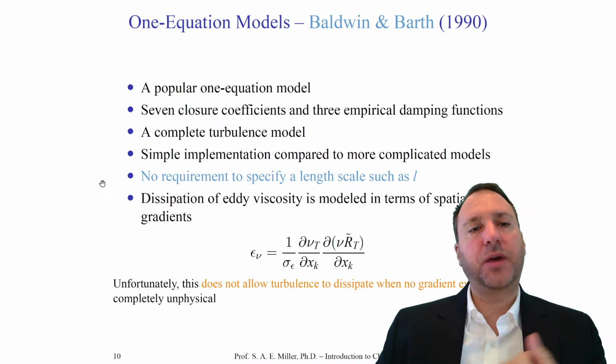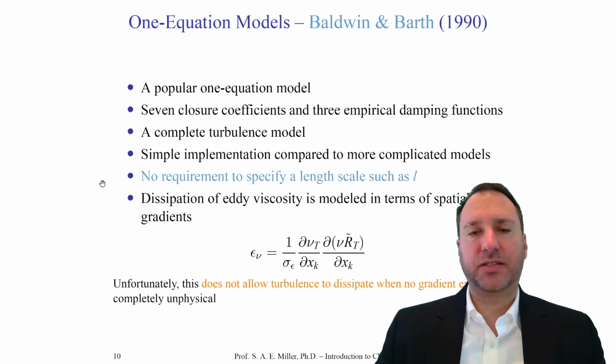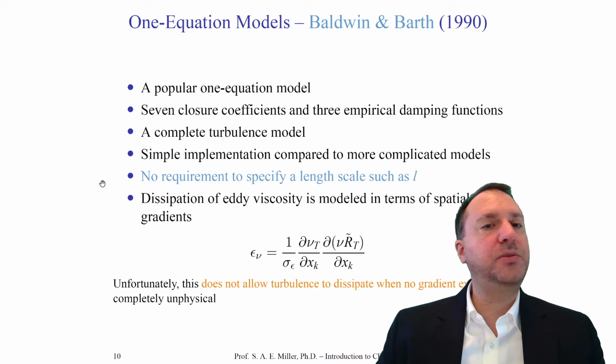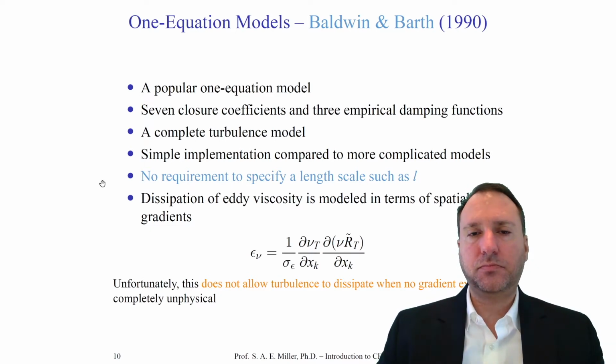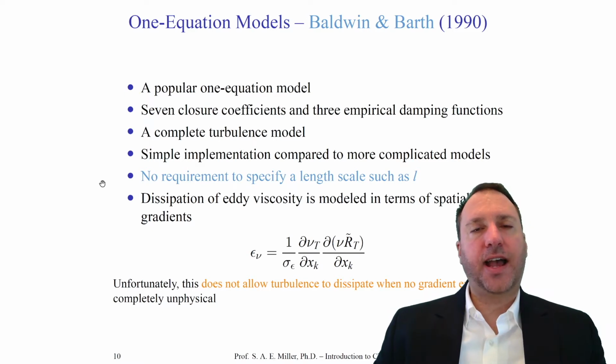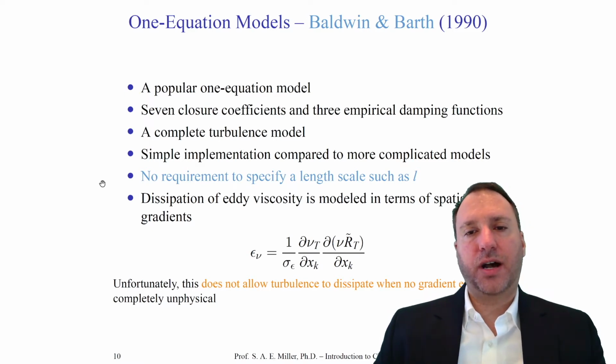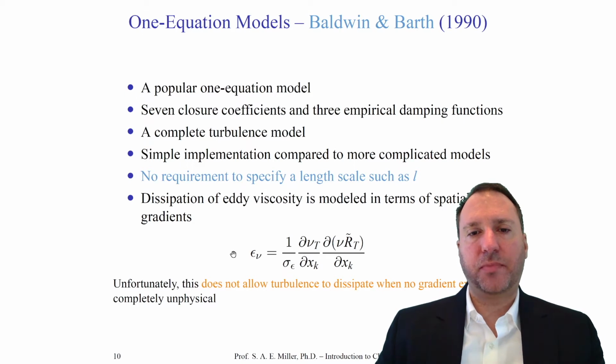The good thing about the model is that there's absolutely no requirement to specify the length scale L. In the zero-equation models, we had to specify some type of scale. Here, L is found through the equations of motion, and we do not have to specify in advance what that particular value might be. We also define the eddy viscosity as modeled in terms of spatial gradients, which is the model proposed by Baldwin and Barth right here. You'd have to pull their paper from Google Scholar to see the full development.